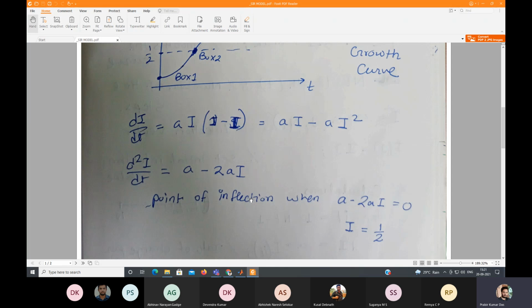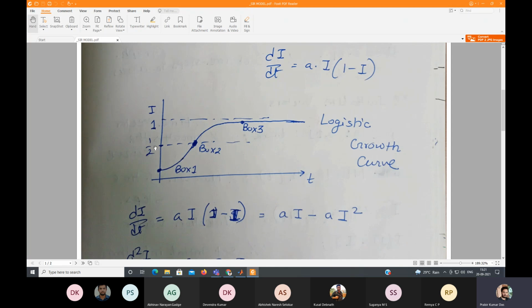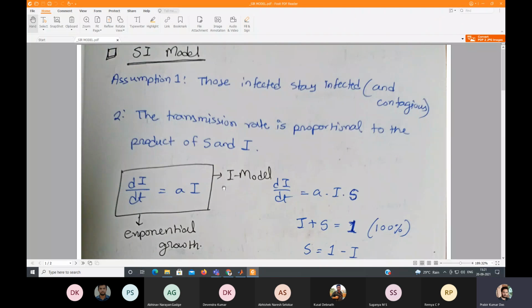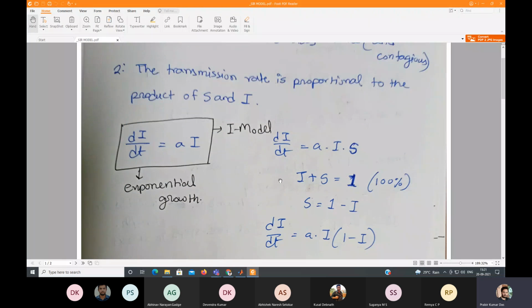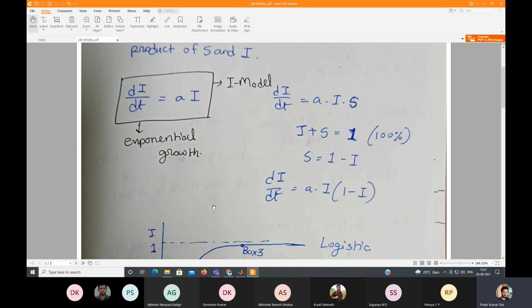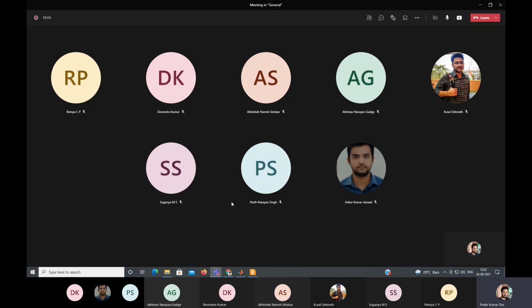So here in this curve, if we see, this is the half point and this is the 1. 1 means the full population. So at this point, the curvature of the graph is changing. Okay. So this is the little bit of theory behind this. Basically this is the SI model. We call this the SI model. But first we will do the I model. Then we will move into the SI model. Then we will move into the SIR model. So is anybody having any questions in this theory part?